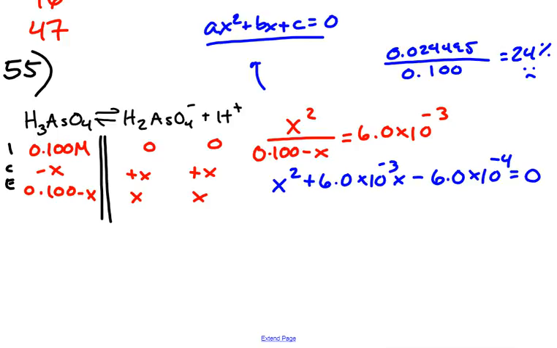What's the quadratic formula? Negative b plus or minus the square root of b squared minus 4 times a times c, over 2a.